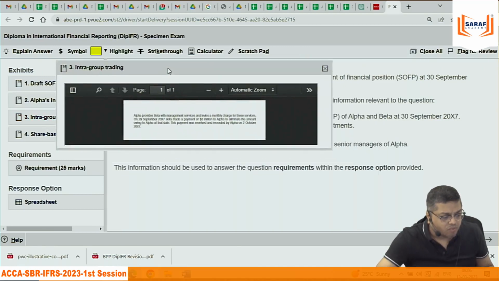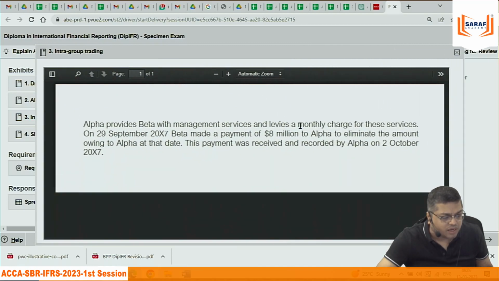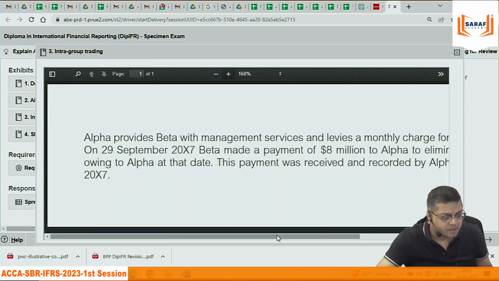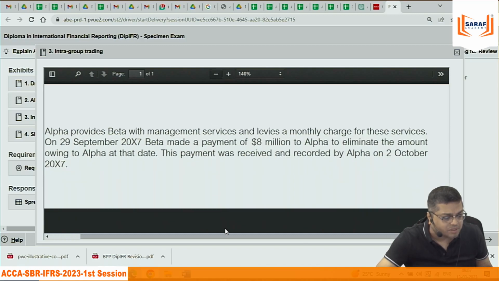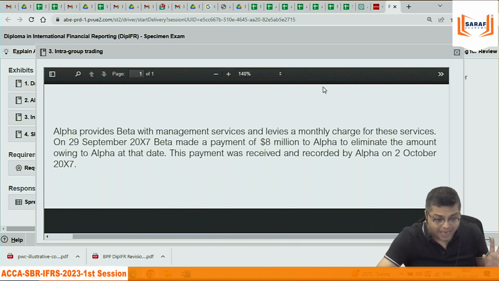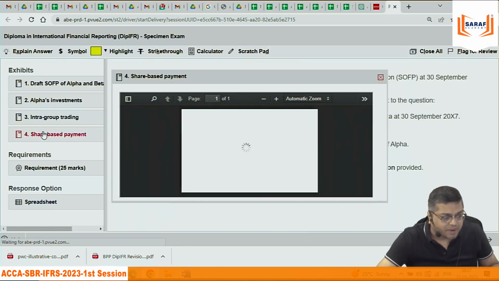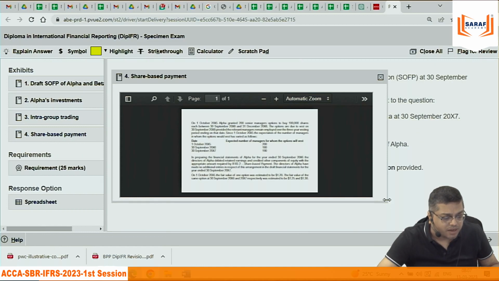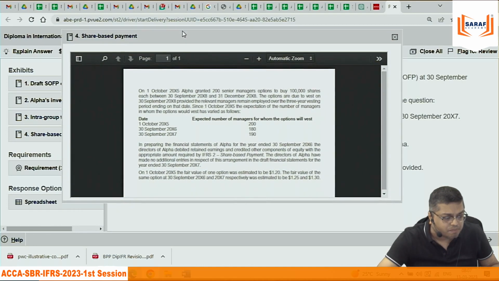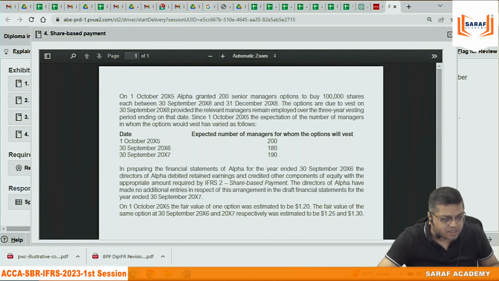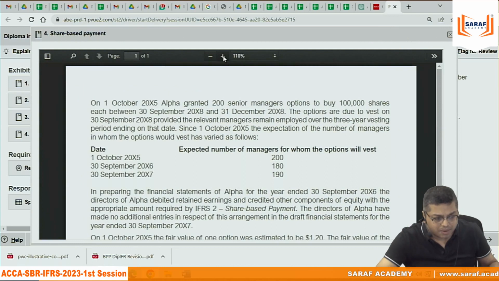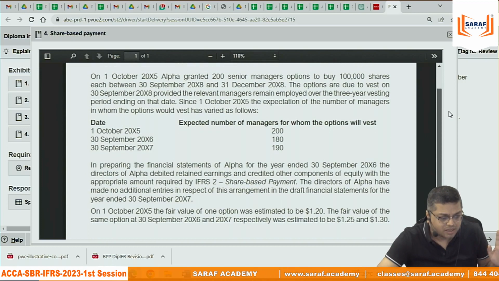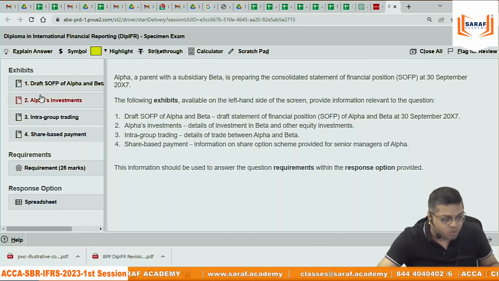Then the third: what are the transactions that happened in the last 1 year between parent and subsidiary. You need to size your window accordingly, the way I am doing. This cannot be done on the day of the exam straight away if you don't practice here. Then share-based payments. Another information is given relating to IFRS 2 share-based payments. I am attaching this. It is not essential that I close all the windows, it depends on how I like. Whether I want to open all the windows, close one of them and all that. This is the 4th adjustment. These are the 4 exhibits given.